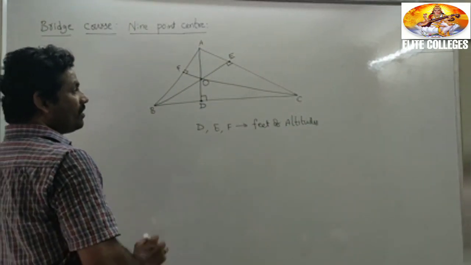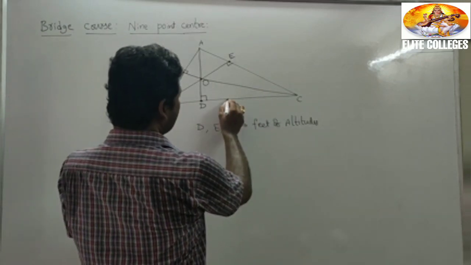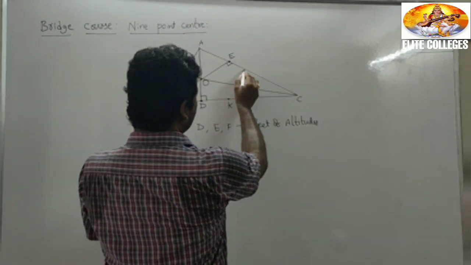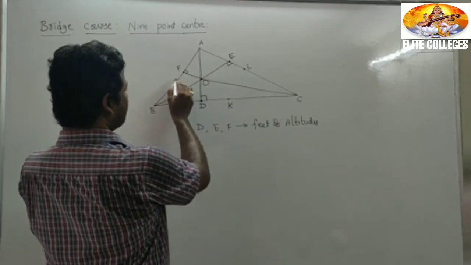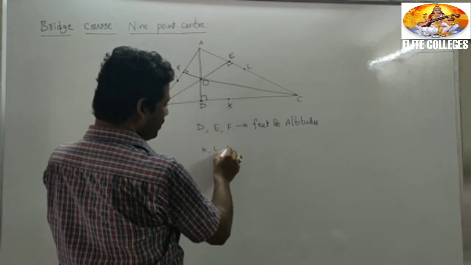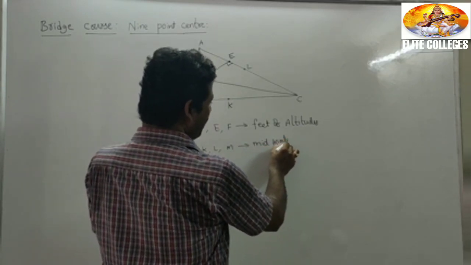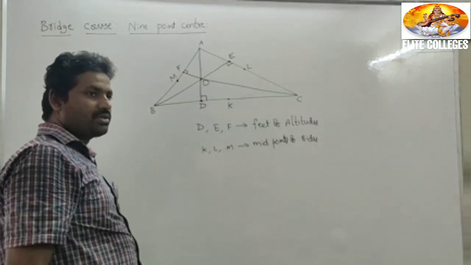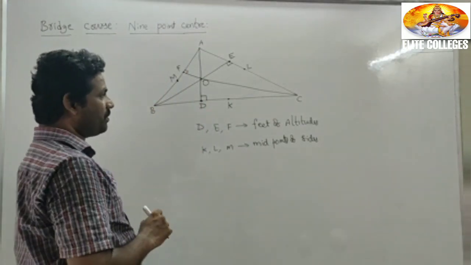Next, take the midpoints of the sides. This is the midpoint of BC, let it be K. The midpoint of AC, let it be L. The midpoint of AB, let it be M. So what are K, L, M? K, L, M are the midpoints of the sides BC, CA, AB. Now, how many points are formed?